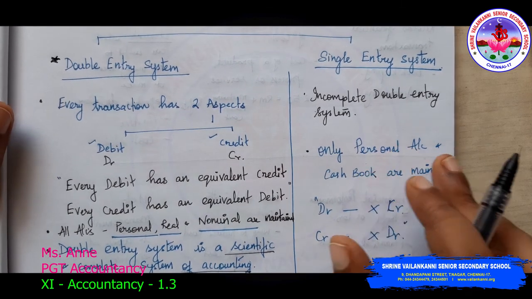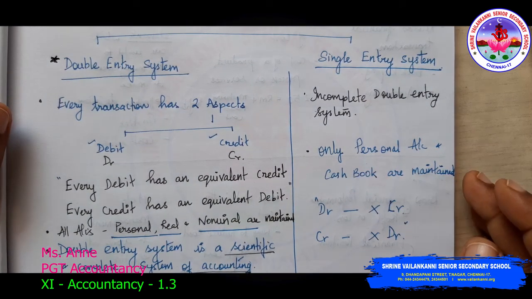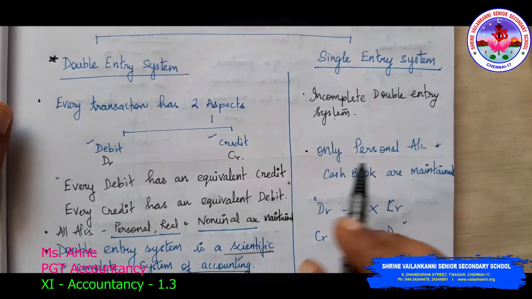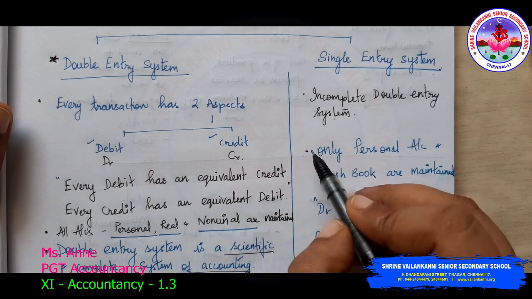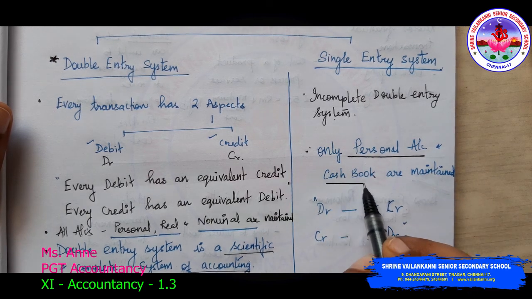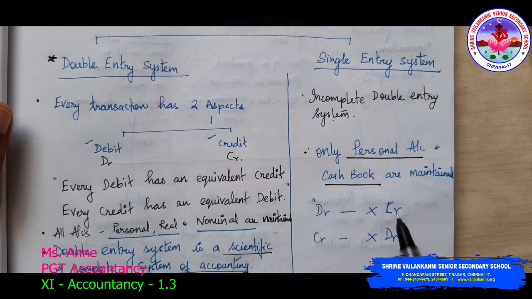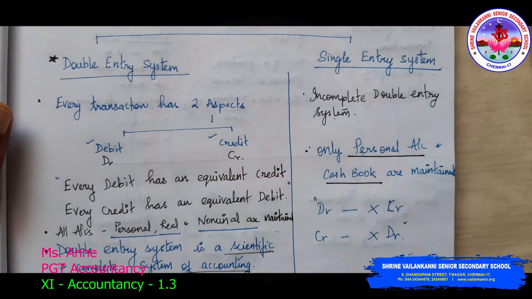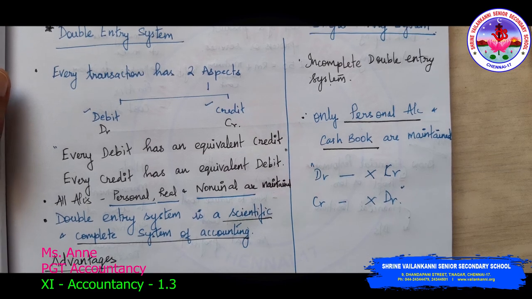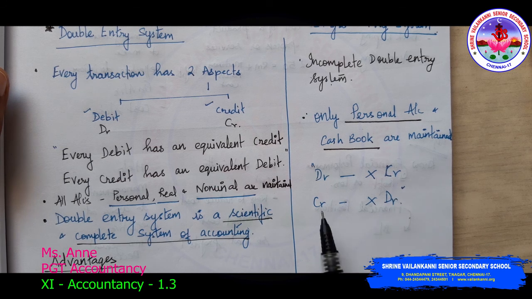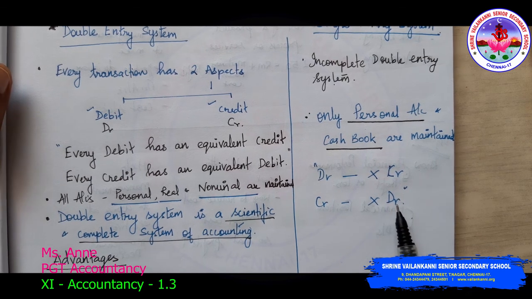Say for example, a small business person who uses a single entry system. So it is called an incomplete double entry system. Obviously, he maintains only the personal account as well as the cash book. So he maintains only two accounts. So every debit does not have an equivalent credit and every credit does not have an equivalent debit.